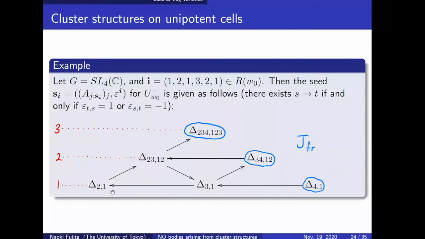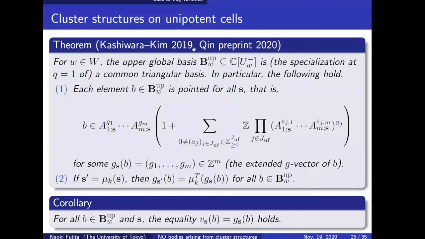Then this cluster algebra C[U minus W] has a specific basis, B up W, called the upper global basis. Then Kashiwara, Kim, Oh and Park proved that this basis is very good in terms of cluster algebras. More precisely, it is the specialization of a common triangular basis. As a consequence, B up W has these properties.